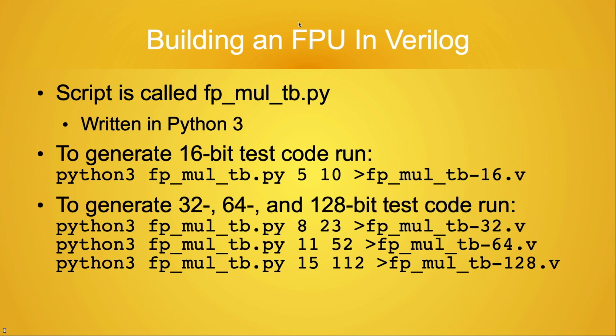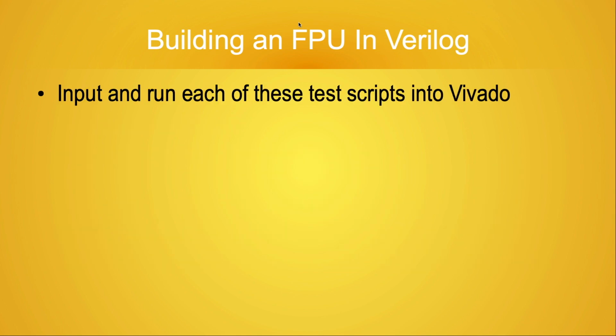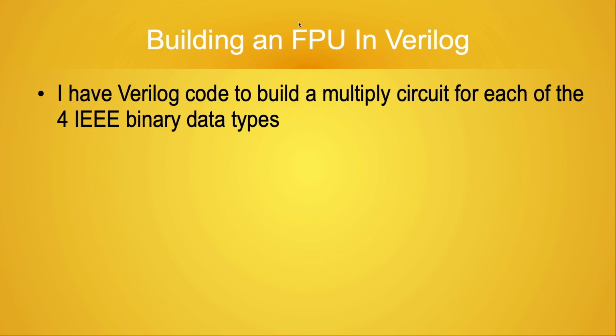By changing the NEXP and NSIG values, I can generate the code for the other 3 IEEE binary floating point types. I'm using the Vivado tools from Xilinx to develop and test my Verilog code. To test each of the IEEE binary types, I import these 4 files into Vivado and run each of the 4 tests. I'm not done modifying this code yet.